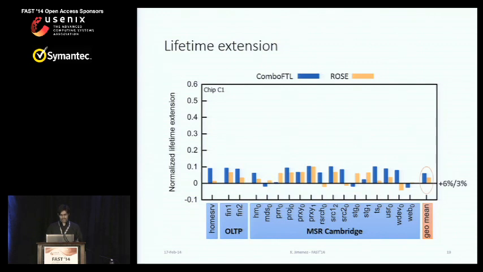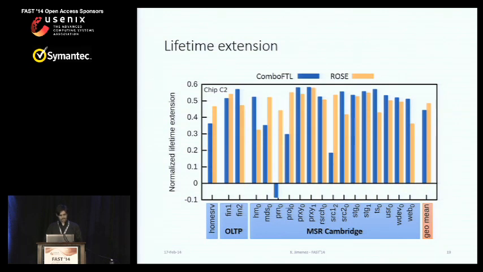The results are quite humble there because we don't have much room for improvement. And we get +6 and +3% lifetime out of this. For the second chip, we have most of the time more than 50% extension, except for a few cases. And so on average, we get 44% for combo FTL and 48% for rows.